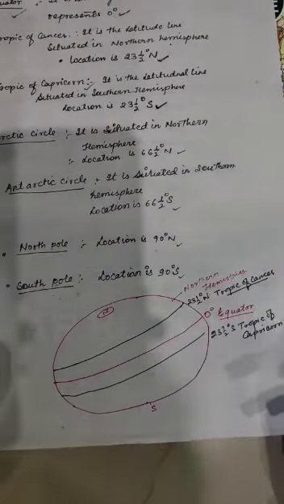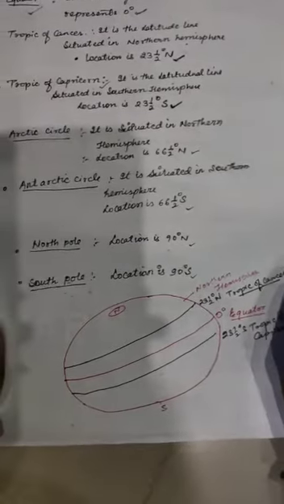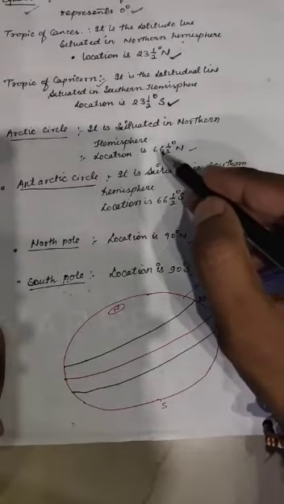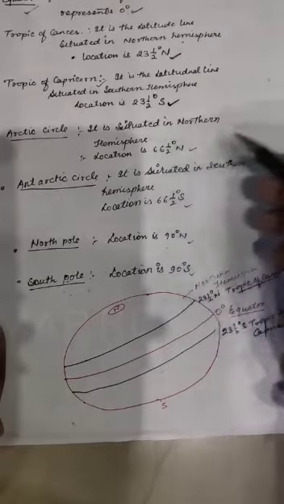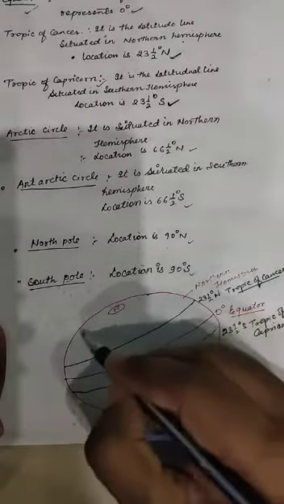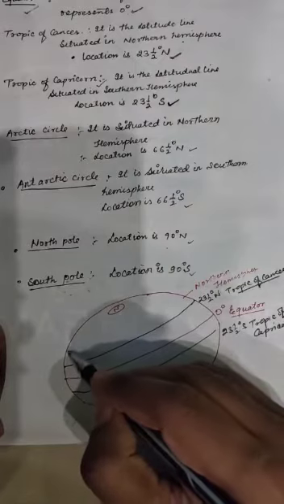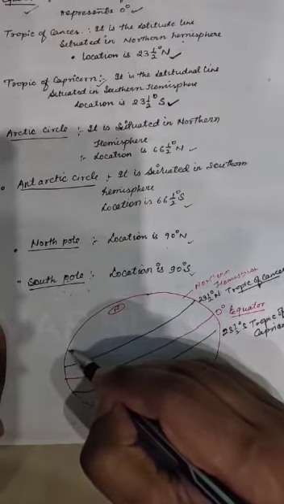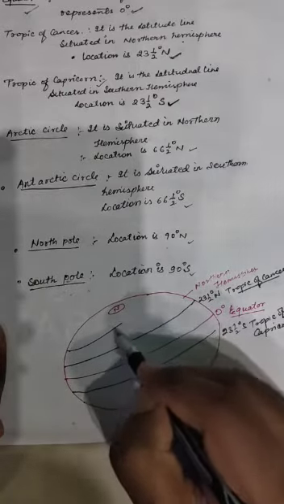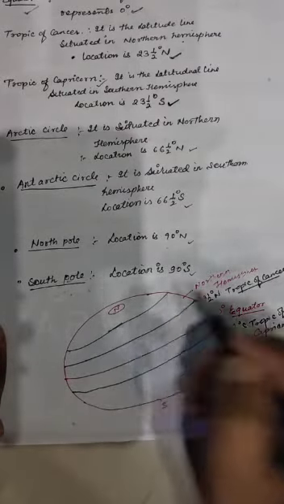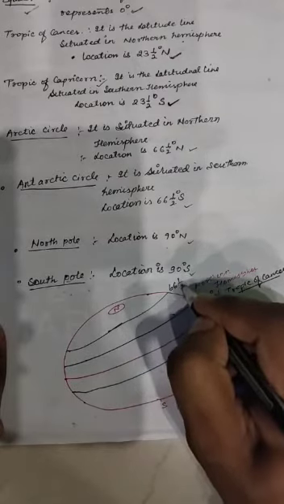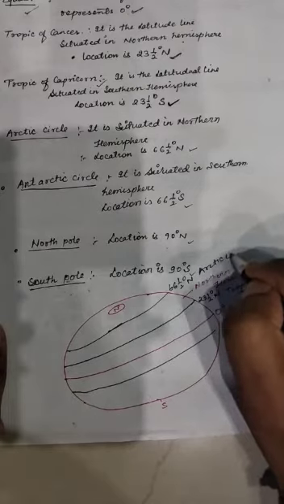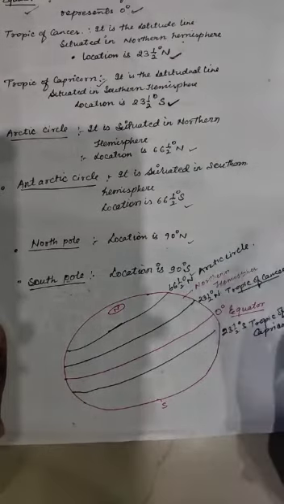Next is the Arctic Circle. It is situated in the northern hemisphere. Location is 66.5 degree north. So it lies above the Tropic of Cancer. That is the Arctic Circle.